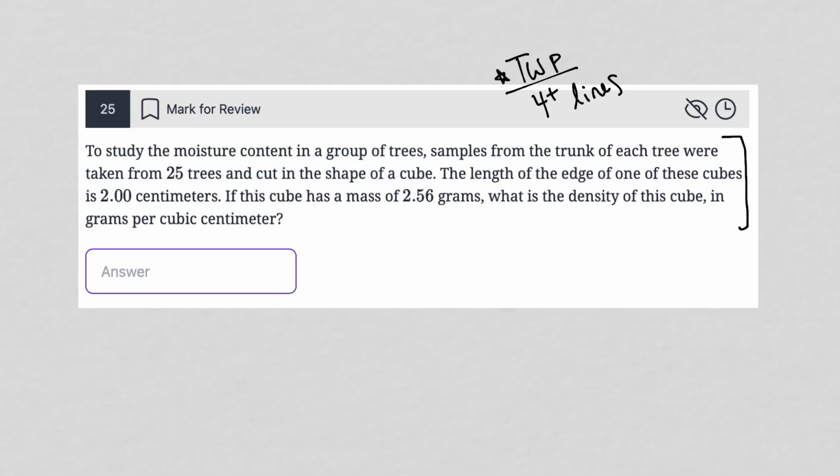To study the moisture content in a group of trees, samples from the trunk of each tree were taken from 25 trees and cut in the shape of a cube. All right, so all I know from that is I have 25 cubes, basically, which come from 25 trees. All right, so then the next sentence says the length of the edge of one of these cubes is 2 centimeters.